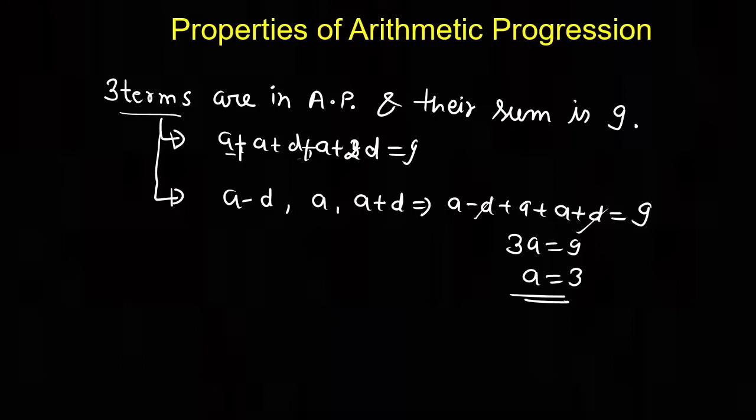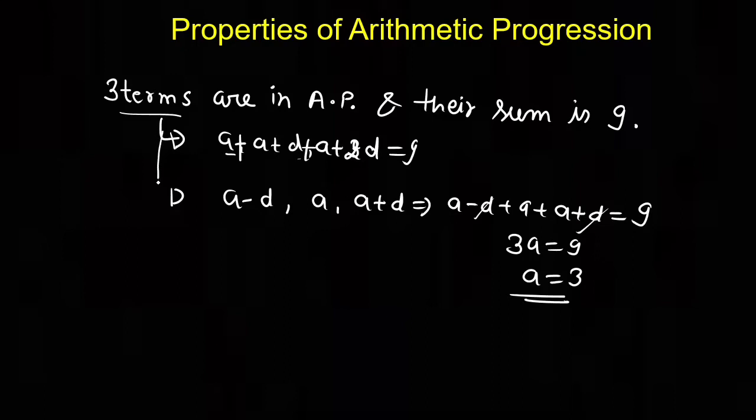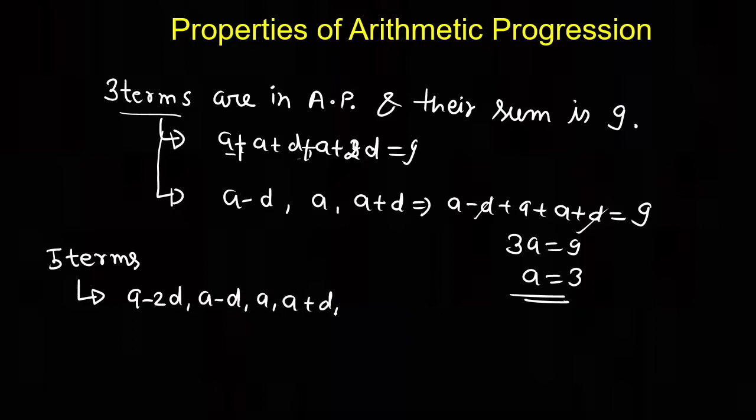The same thing applies if you are given five terms or four terms. I will show you how you can do that. So first let me erase them. If five terms are given, then you can say the five terms will be a minus 2d, a minus d, a, a plus d, and a plus 2d.